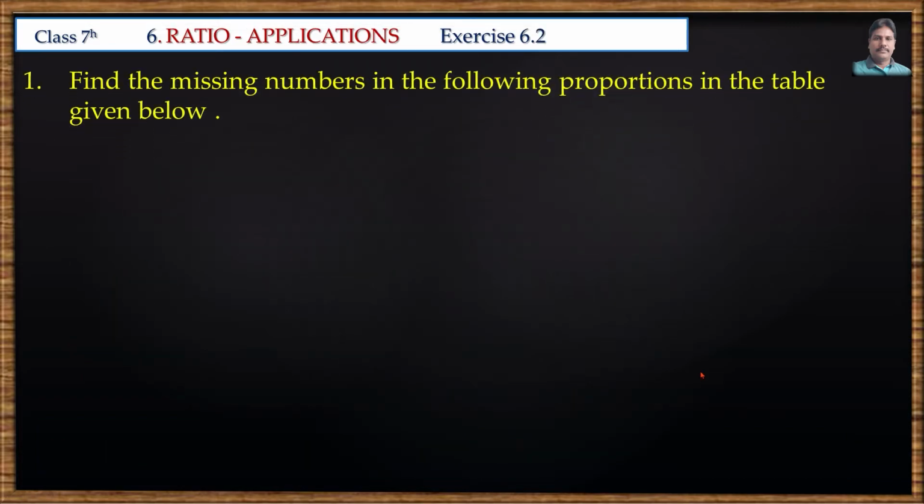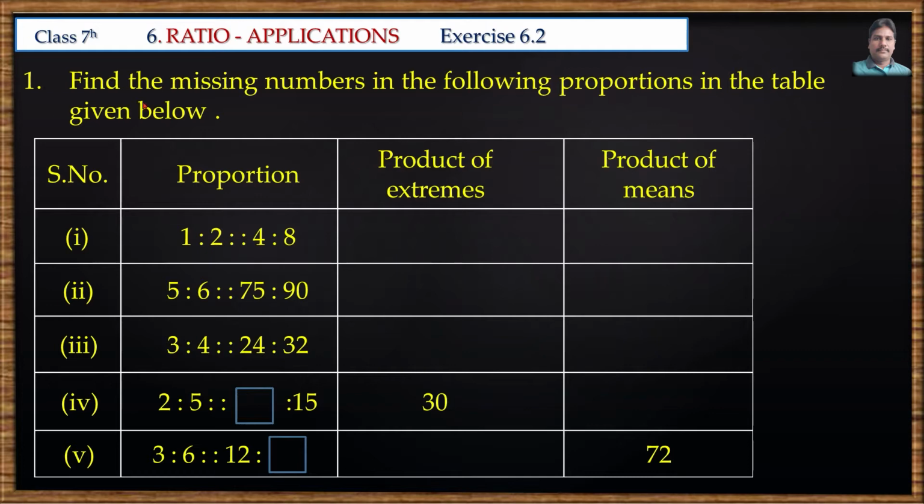First problem. Find the missing numbers in the following proportions in the table given below. See the table. The first one is 1:2 :: 4:8. We have to find the product of extremes and the product of means. Here, what are the means? Means are 2 and 4, and what are the extremes? 1 and 8 are the extremes.